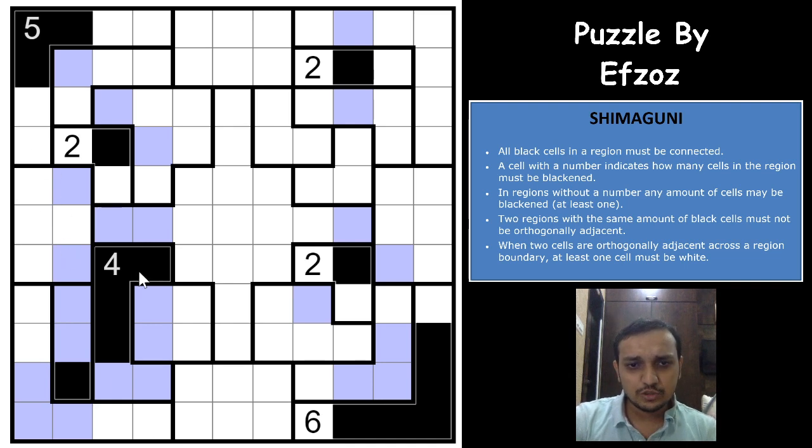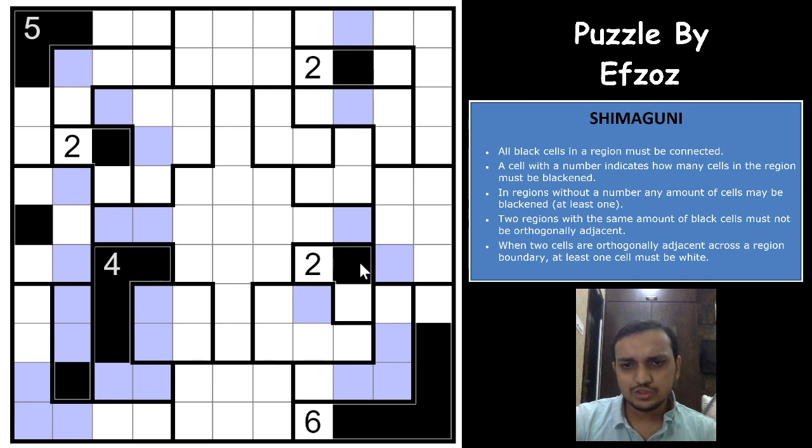This region cannot have 4 shaded cells as well, because you have this region which is already touching this region with 4 shaded cells. So this region will have 3 shaded cells for sure, and in either case this cell will have to be shaded, right? Again, this region will have 1 shaded cell, either this or this, not sure which one.